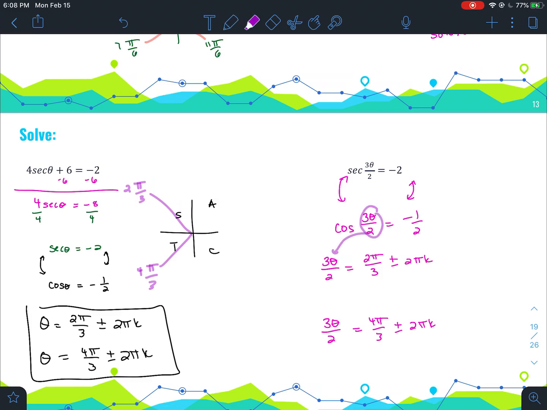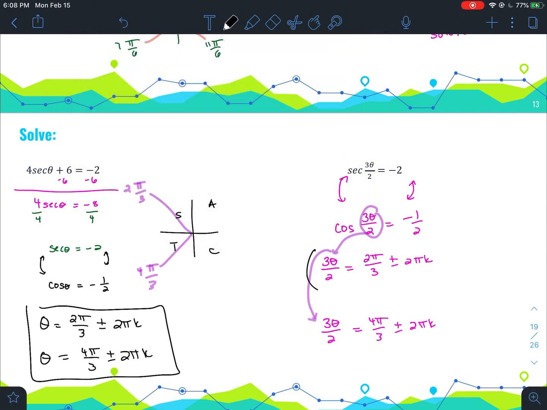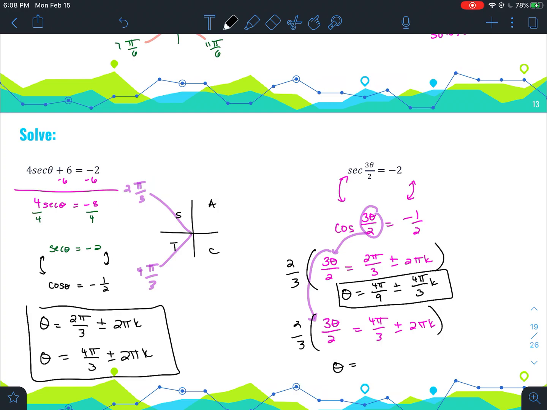And so remember, you take that 3 theta over 2 and then solve for theta. So to get rid of 3 theta over 2 and just have theta, we're going to multiply everything by 2 over 3, the reciprocal. So theta is going to equal 2 times 2 pi is 4 pi. 3 times 3 is 9, so that's going to become 4 pi over 9. And then plus or minus 4 pi over 3k. So that's going to be one of my solutions. And then multiply the bottom one by 2 over 3, and we get theta equals 2 times 4 pi is 8 pi, 3 times 3 is 9, then plus or minus 4 pi over 3k.